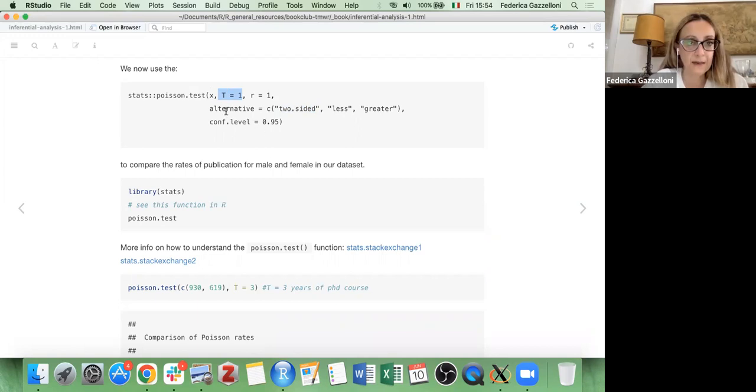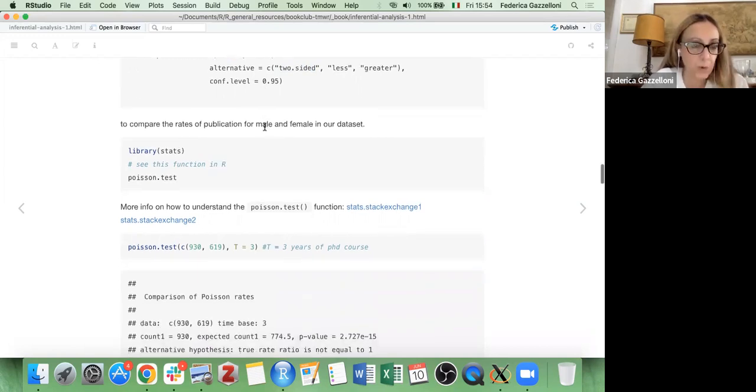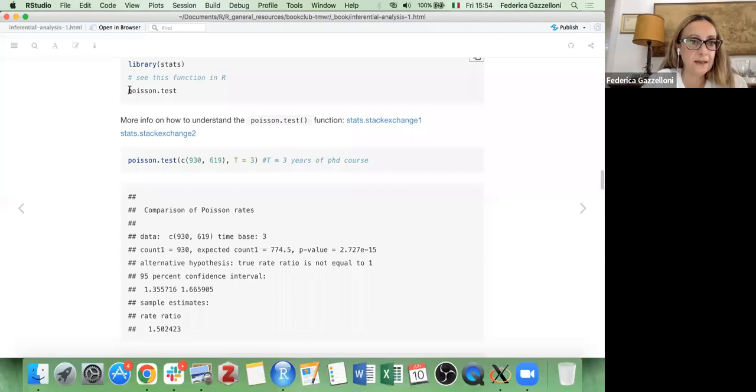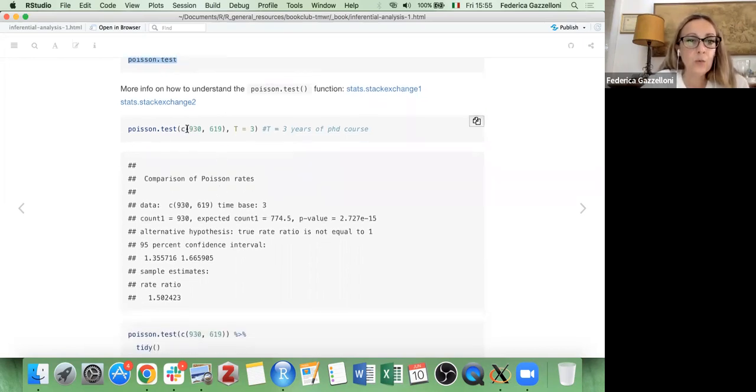Now we have the observation and the rates if we want to set them. Otherwise, we don't set them. In our case, you can see how the Poisson test function is done in R, just typing poisson.test, and all the function is available for you to see. So we do this Poisson test, putting inside the number of women and the number of men, without any grouping. We have 900 publications from women and 900 publications from men in 3 years' time.